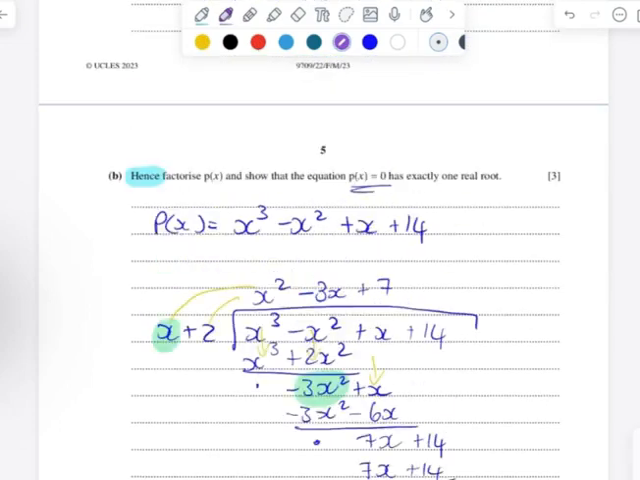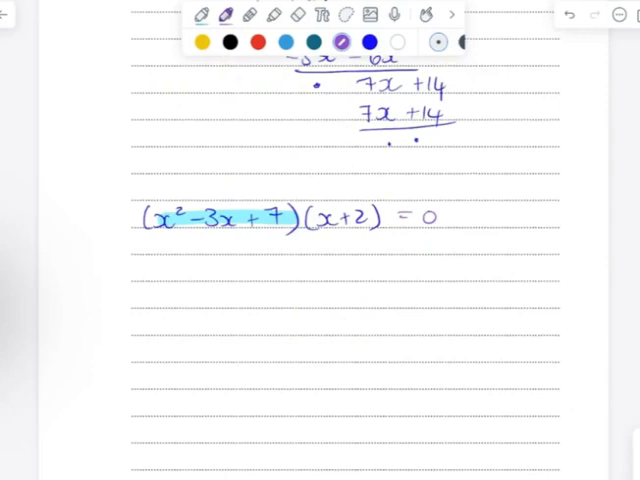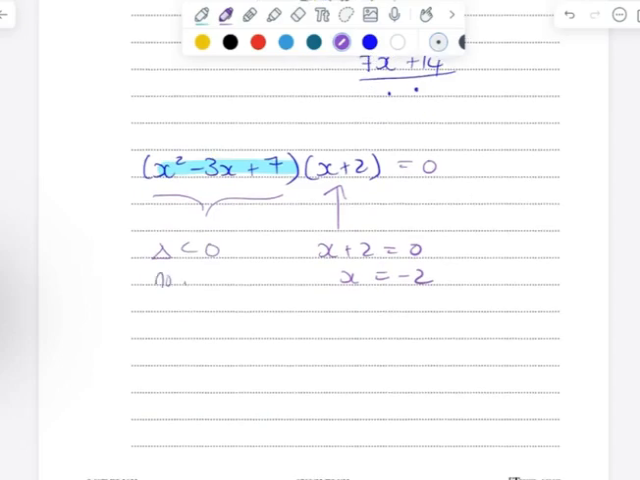So they are saying, show that the equation has exactly one real root. Okay, so we already know that here, x plus 2 is equal to 0, so x must be equal to minus 2. We already know that that is a root. So how do we prove that there's no roots to this quadratic? Now you might need to dig into your pure math 1 knowledge here. If you remember, if you can prove that the discriminant is less than 0, then it's going to have no roots. Okay, so that's what we want to try and prove.